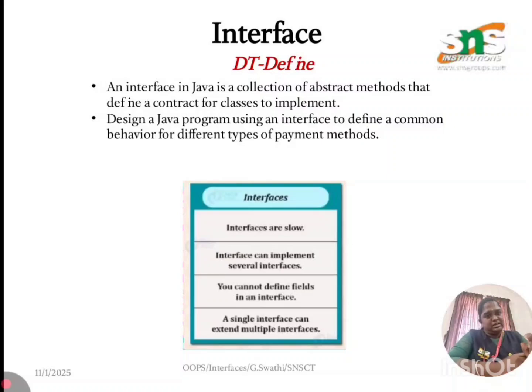And then we have the architecture of an interface. An interface can implement several interfaces. You cannot define fields in an interface. We cannot define the fields in the interface portions. We only use them in the class. A single interface can extend multiple interfaces.